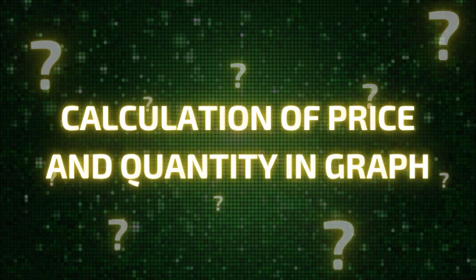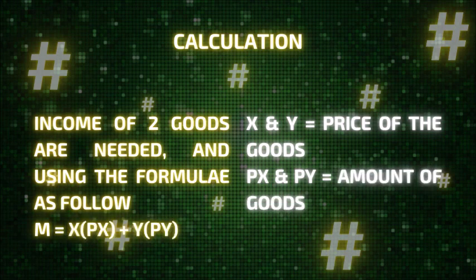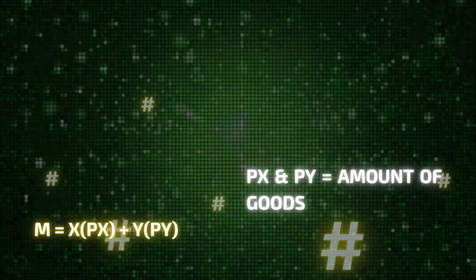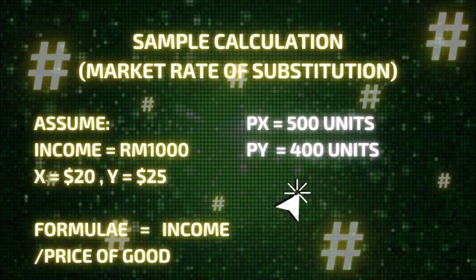Calculation of price and quantity in graph. For calculation, income and the two goods are needed, using the formula as follows. M equals x Px plus y Py. X and y is the amount of goods. Px and Py is the price of the goods. The sample calculation below is to get the market rate of substitution.